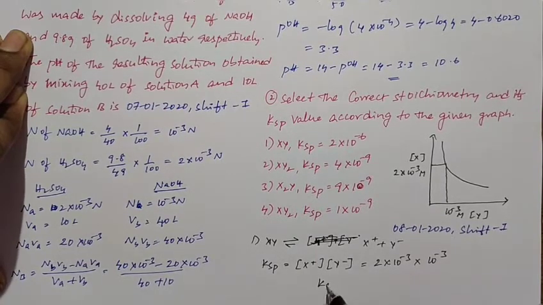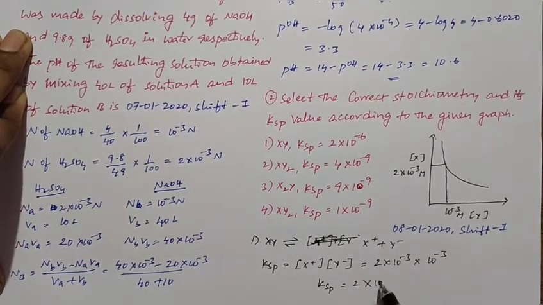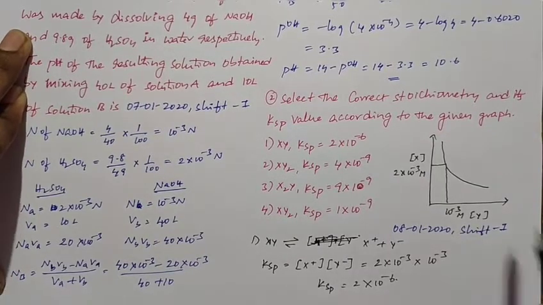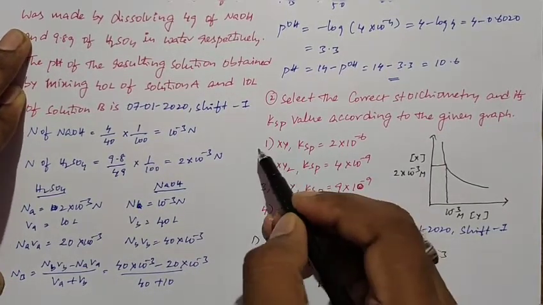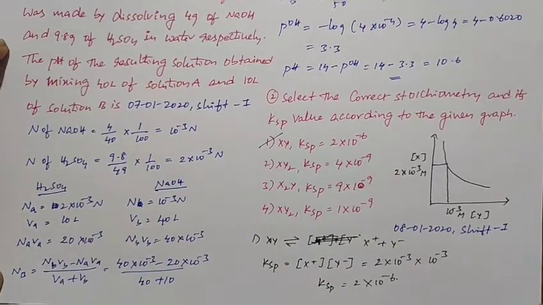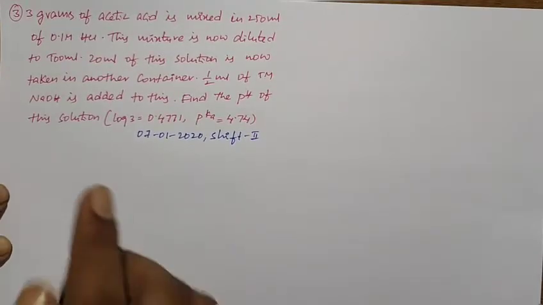After simplification, we get Ksp is equal to 2 into 10 power minus 6. So the given values can satisfy the first option. So the first option is the right option. That's all.